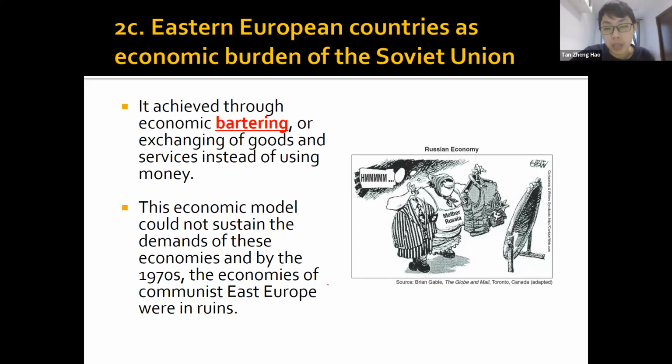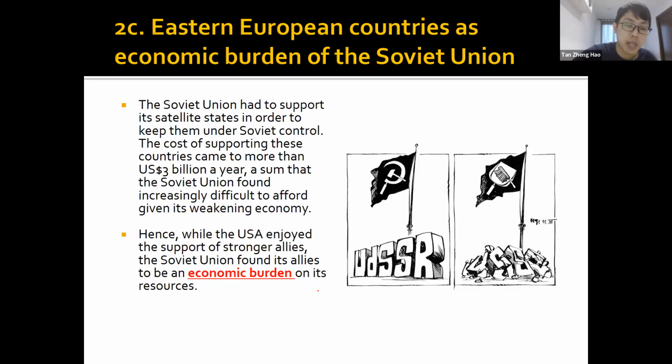So the economy of Eastern Europe was also terrible, and that is also a reason why many of the countries in Eastern Europe that were communist eventually will break away from the USSR and become democratic capitalist countries in the 80s. Okay, so like I said, there was a burden to the Soviet Union.